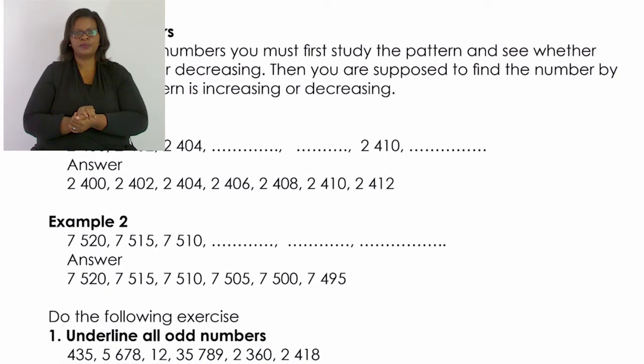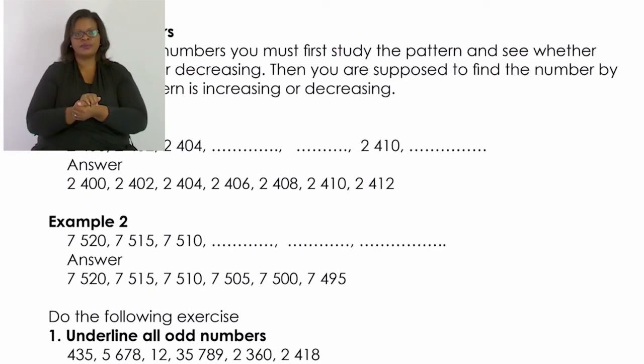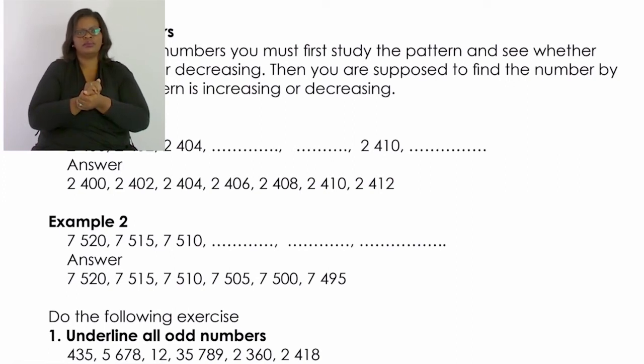On page 14, we are going to put missing numbers. So the skills which we're using on number patterns are the ones which we are going to apply now. To find the missing number, you are supposed to start the pattern first and see whether it is increasing or decreasing. Then we are supposed to find the number by which it is increasing or decreasing with.